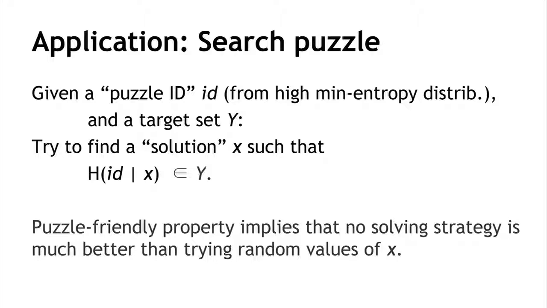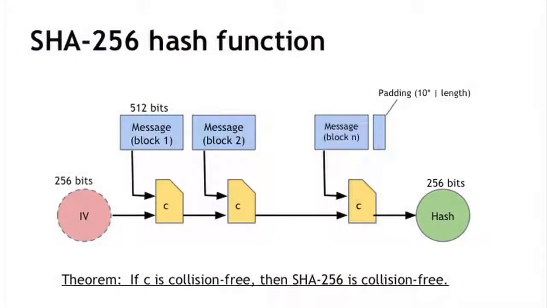Okay, so we've talked about three properties of hash functions and one application of each of those. Now let me talk just very briefly about the particular hash function we're going to use. There are lots of hash functions in existence, but this is the one Bitcoin uses, and it's a pretty good one to use. It's called SHA-256, and it works like this.